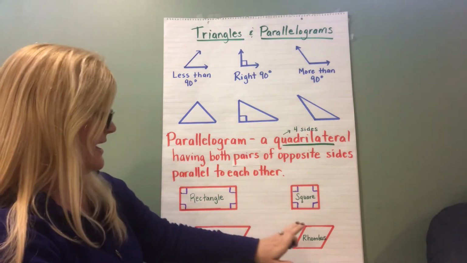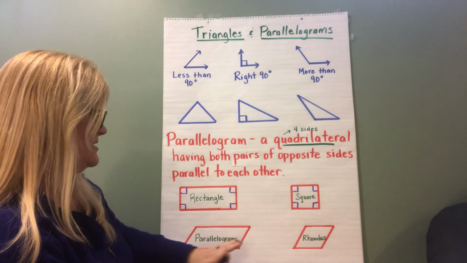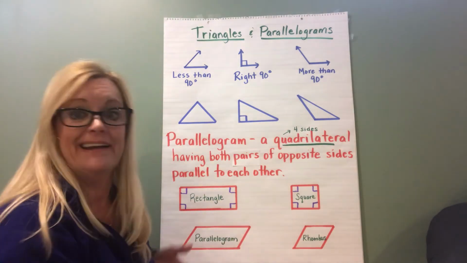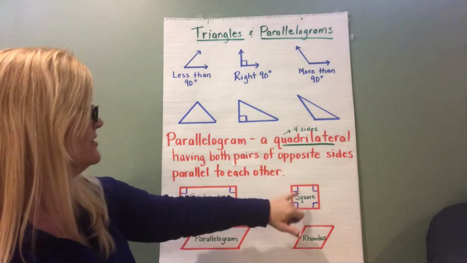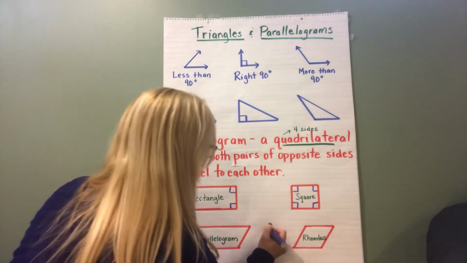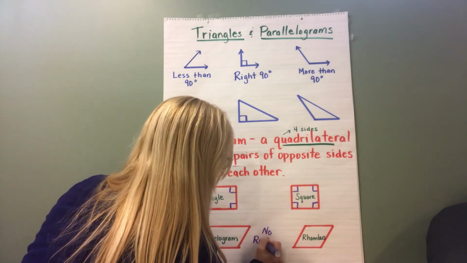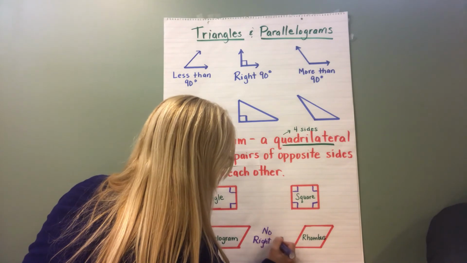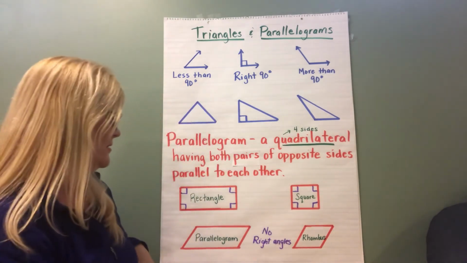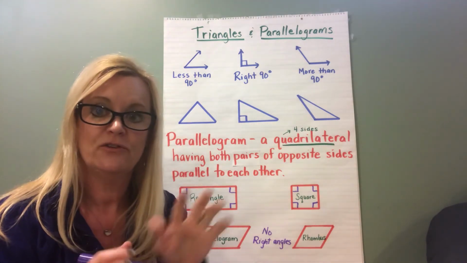A parallelogram and a rhombus are very similar, except these 2 shapes do not have right angles. Okay, so the rectangle and the square have right angles. A parallelogram and a rhombus, no right angles.